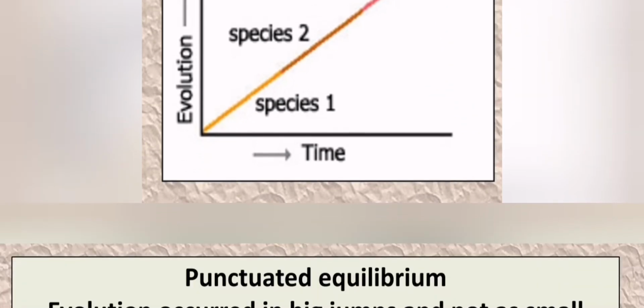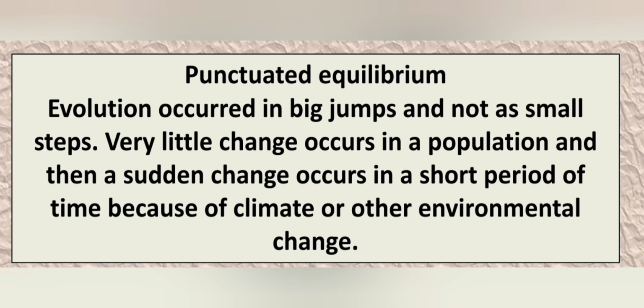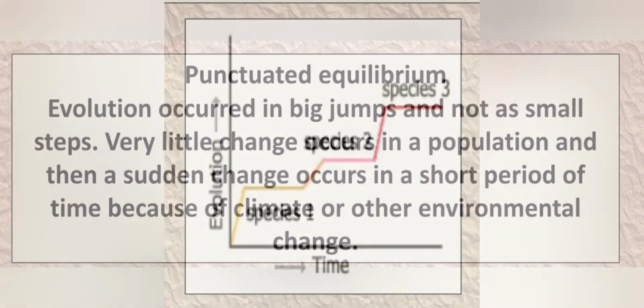So very small changes. Punctuated equilibrium, on the other hand, says that evolution occurred in big jumps and not small steps. So very little change will occur in a population over a long time, and then a sudden change occurs in a short period of time. And the graph in this case would look completely different.